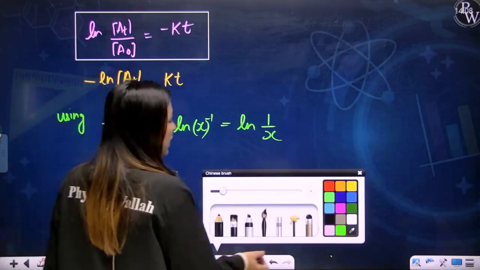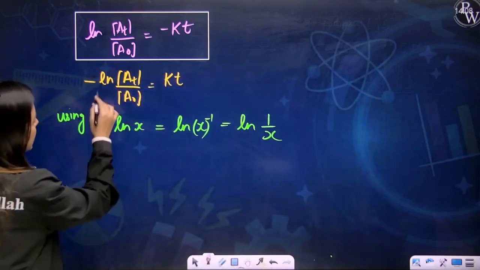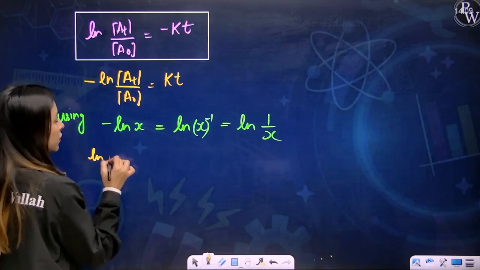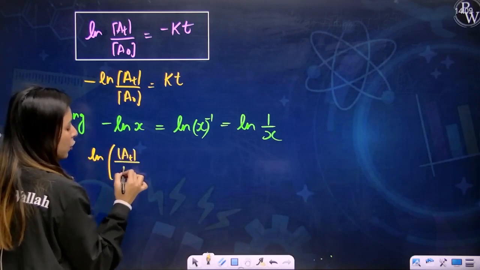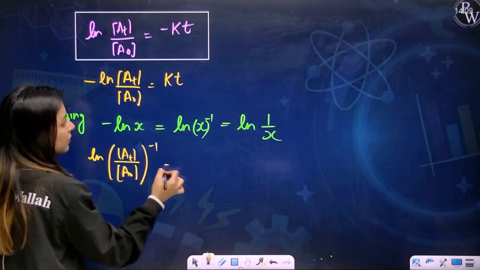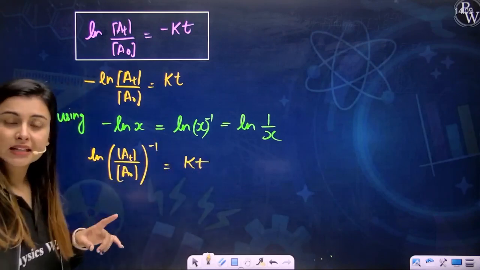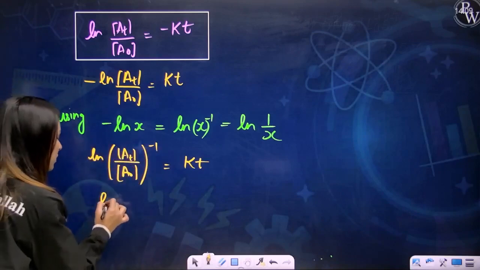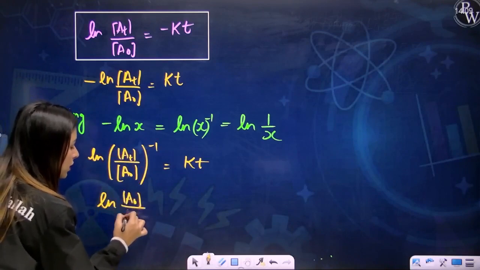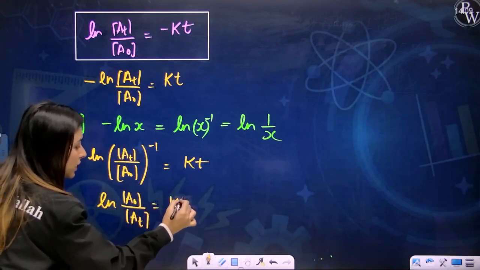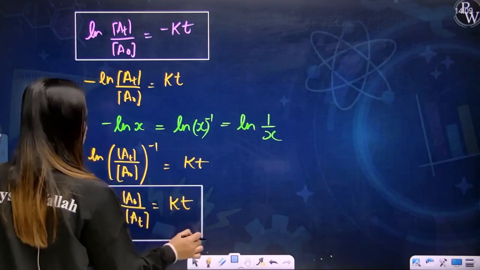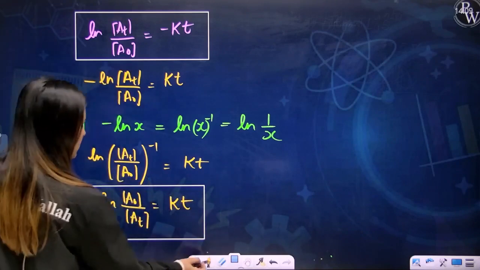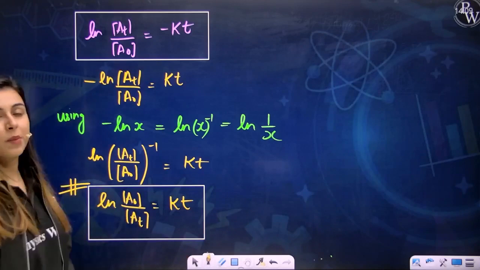Okay, so if I am using this in this particular expression, can I say that ln of At upon A naught whole power negative is equal to kt? Can I say that? Yes, ma'am, you can say. And since it is whole power negative, both of them will get reciprocated. So ln of A naught upon At is equal to kt. This is yet another expression which is of utmost importance. So you need to memorize this expression.